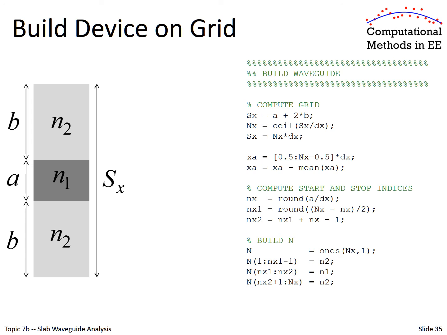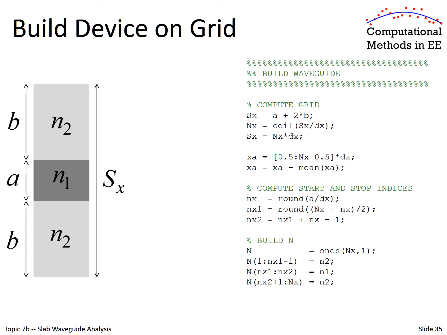So it's A divided by dx, and I round that just so I don't get any fractional numbers. And then I calculate an nx1 and nx2. These will be the start and stop indices of where to place the core, and I'm calculating these in a way that would center them in the grid. Once I have those, we're ready to start.